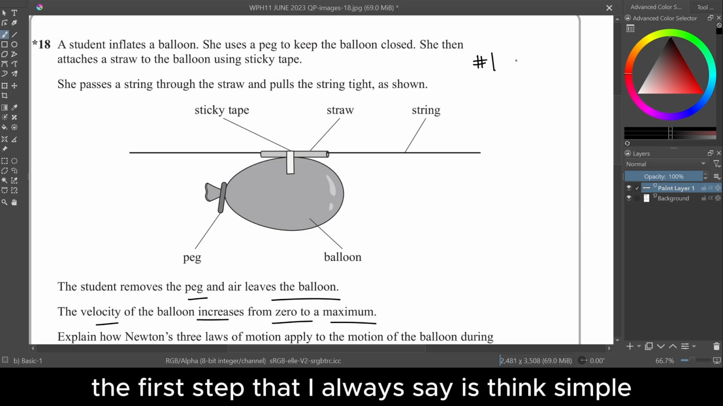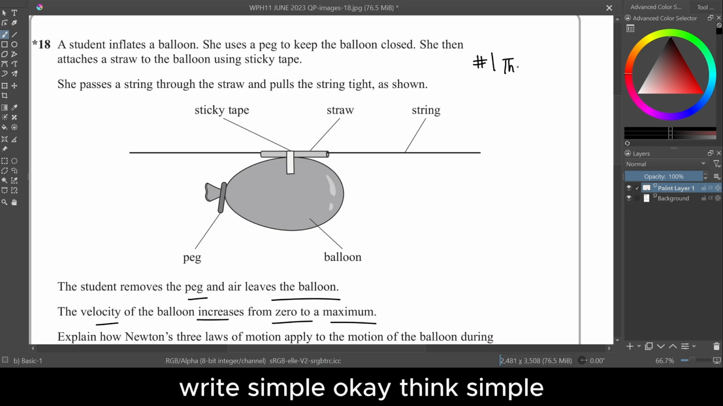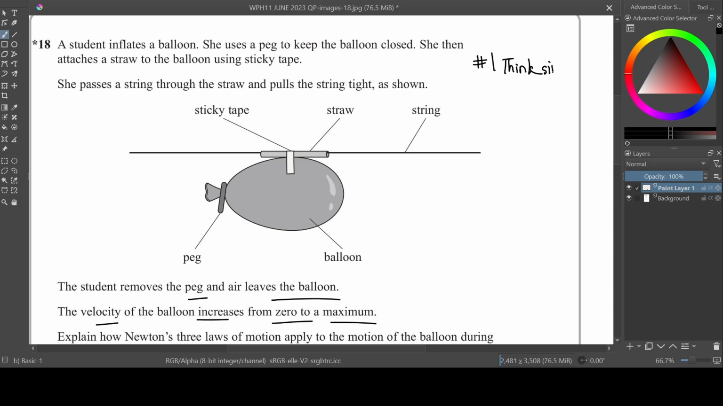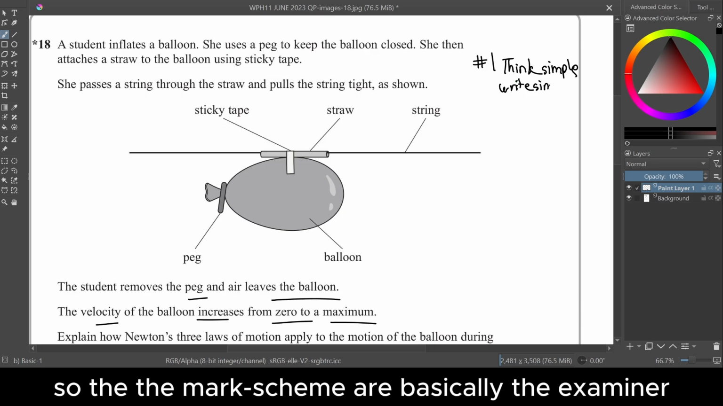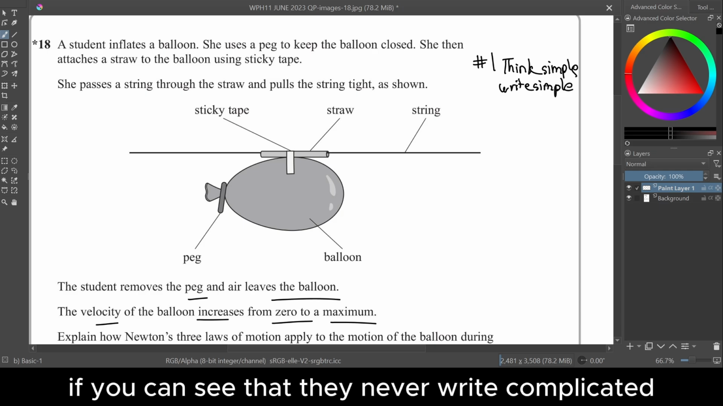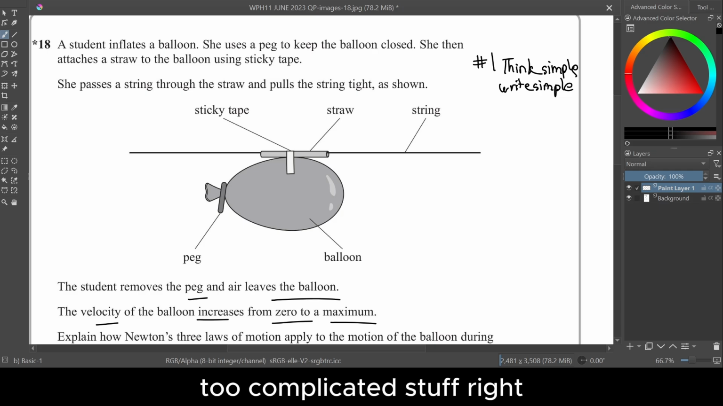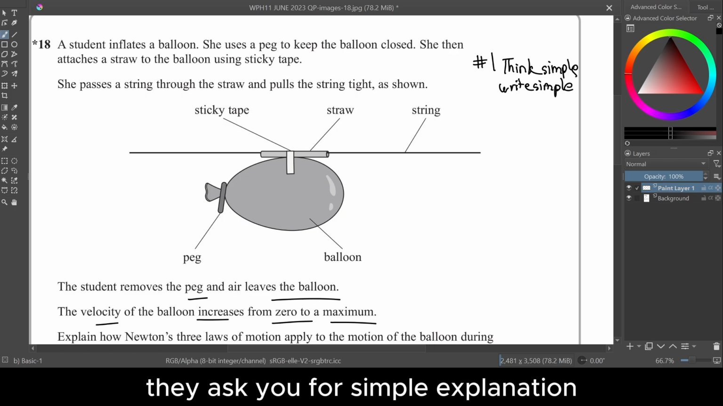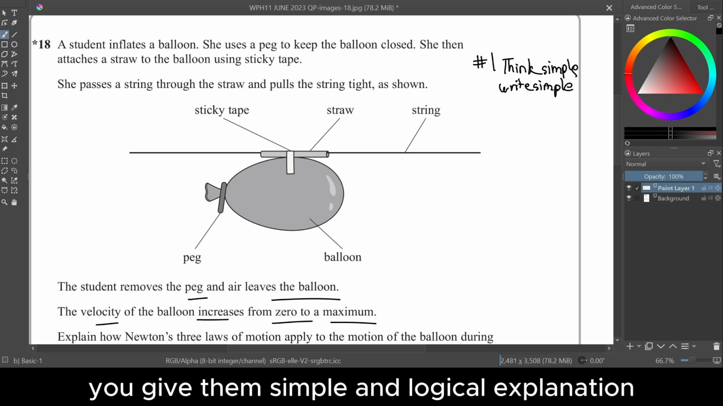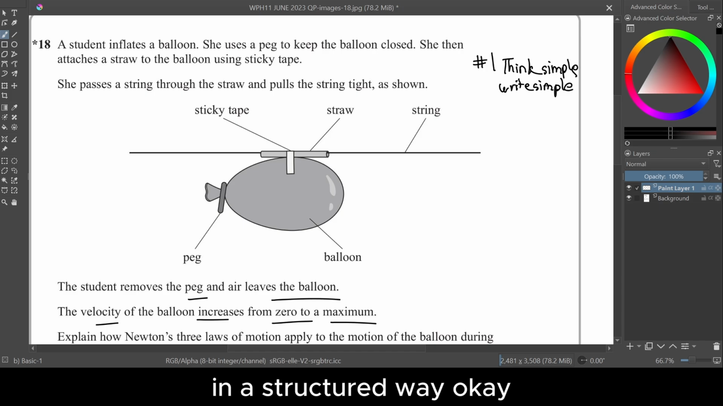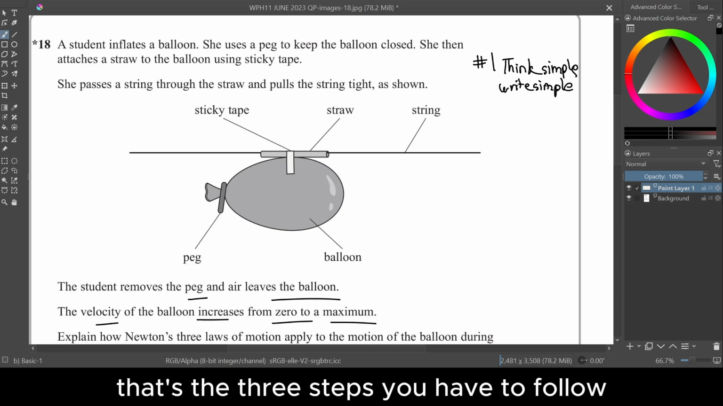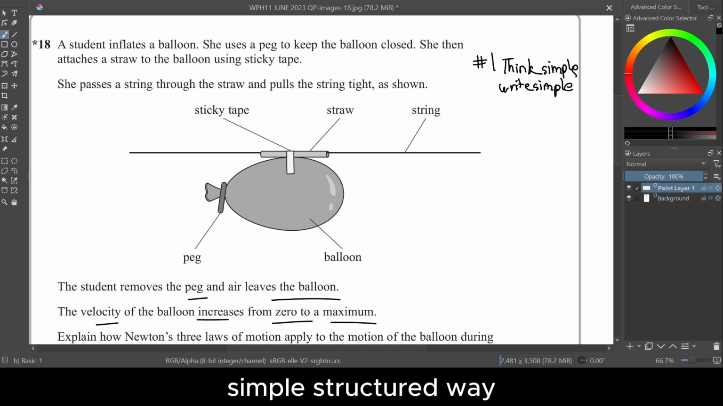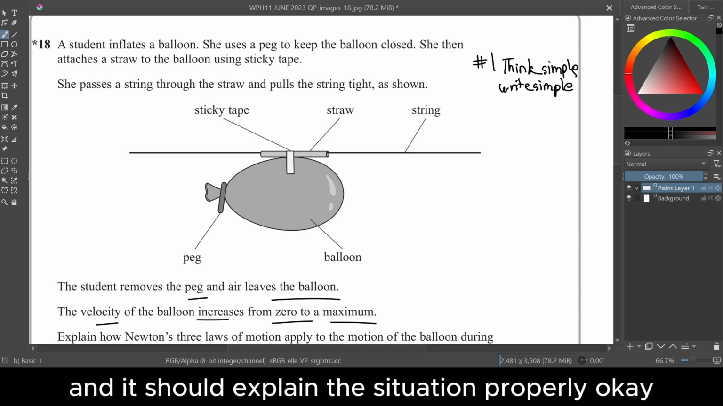The first step that I always say is think simple, write simple. The mark scheme, or basically the examiner, never writes too complicated stuff, right? They ask you for a simple explanation, you give them a simple and logical explanation in a structured way. Those are the 3 steps you have to follow: simple, structured way, and it should explain the situation properly.